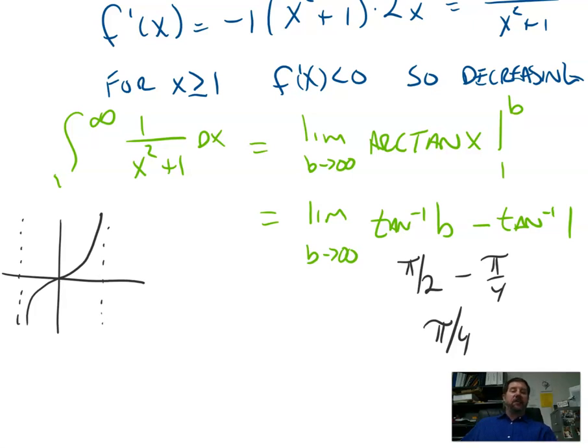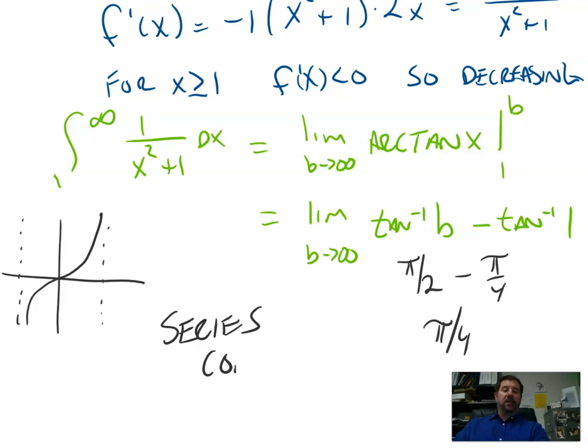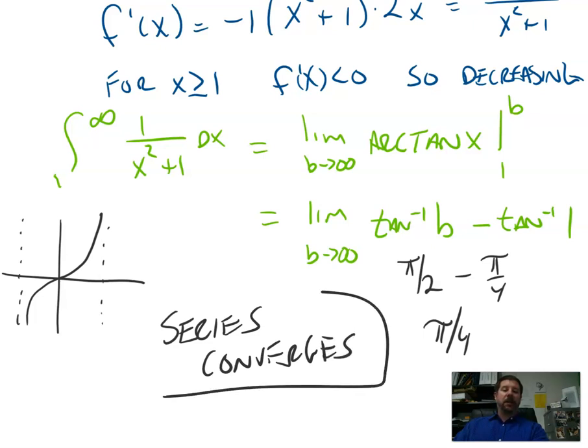And because the integral converges, I know that the series is going to converge. Now, here's the kicker, though. The series converges, but not at pi over 4. Okay? The integral converges at pi over 4, but the series does not converge to pi over 4.